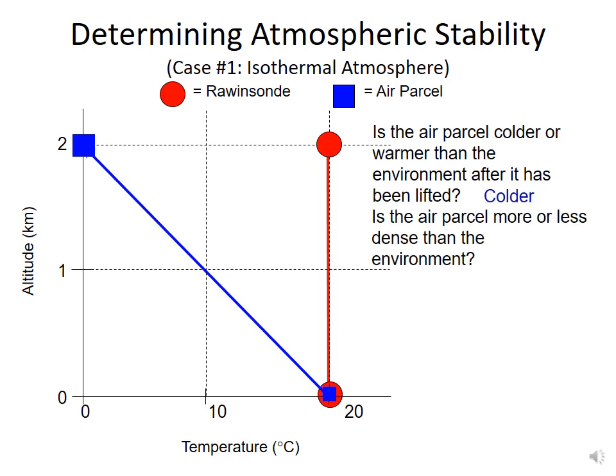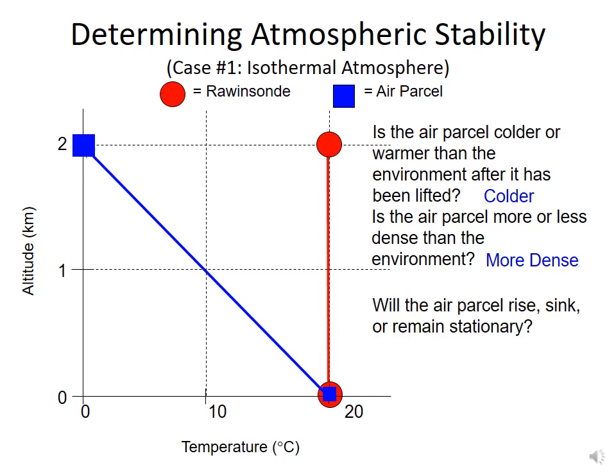Is this air parcel going to be more or less dense than the environment? Well, since they happen to be at the same pressure, the density is primarily controlled by the temperature. And so with the colder air parcel, the molecules will be closer together, and you can pack more mass into a smaller volume, so it's going to have a higher density.